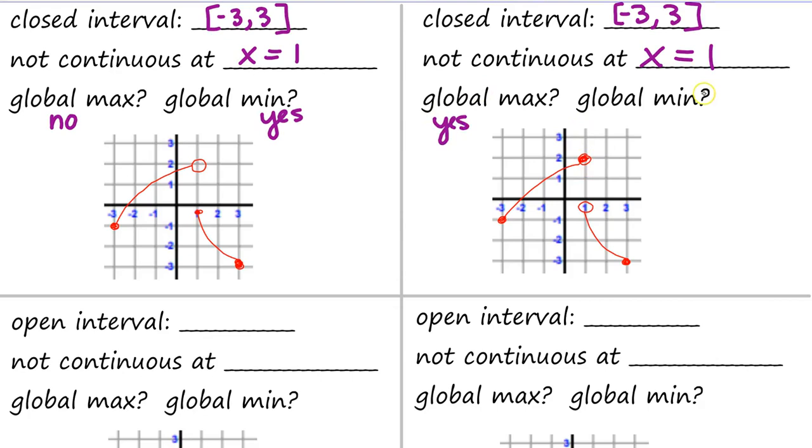Does it have a global minimum? It does. It has a closed circle here and reaches a height of -3. So you could have a graph that's on a closed interval and is not continuous and does have both absolute extrema. Sometimes no, sometimes yes.